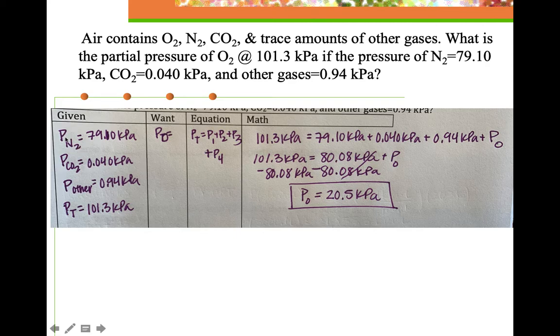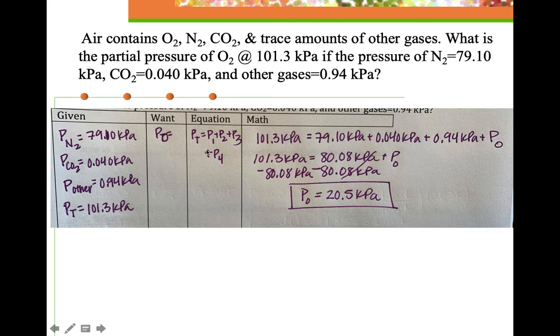Well, we know the pressure of nitrogen, they told us, was 79.1 kPa. We know the pressure of carbon dioxide was 0.040 kPa. And we know that the pressure of the other gases was 0.94 kPa. And we know that we're looking for the pressure of oxygen. But there's one other piece of information they give us. They tell us that we're at a total pressure of 101.3 kilopascals. That's all of them added together. So in this problem, we know that our total pressure is 101.3 kPa.